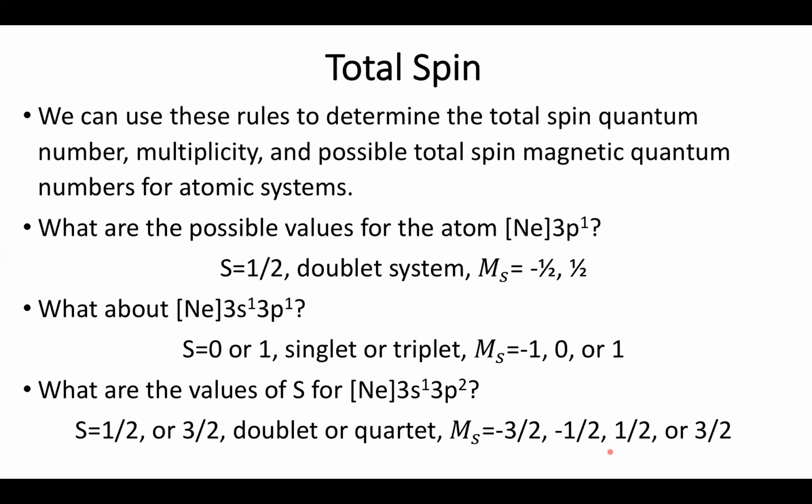So this is important because it does tell us that if I have an odd number of electrons, I will definitely exhibit a magnetic moment, which can be very important when you're looking at the physical properties of various elements.